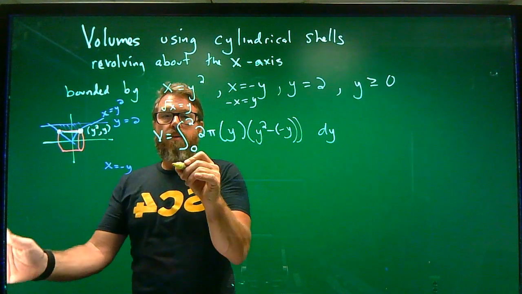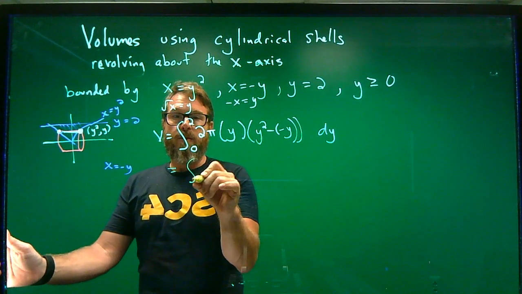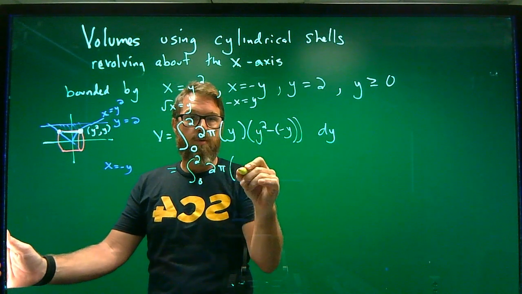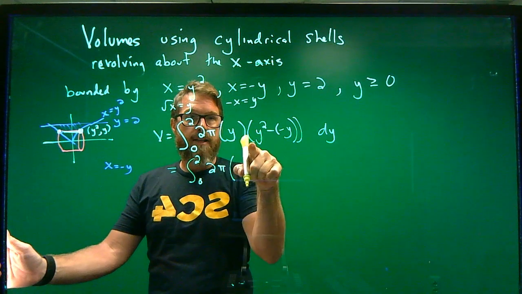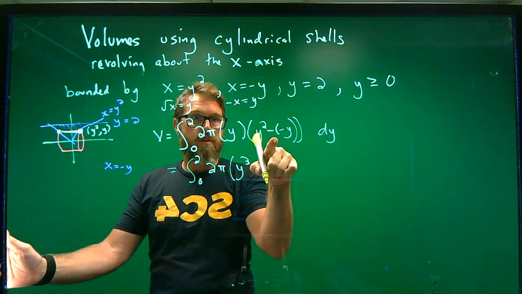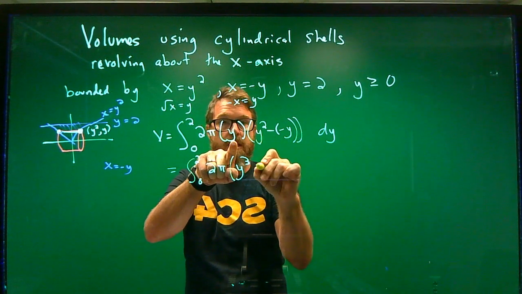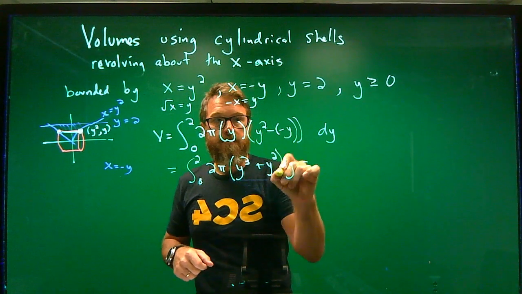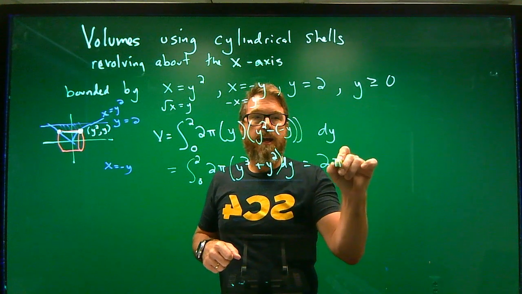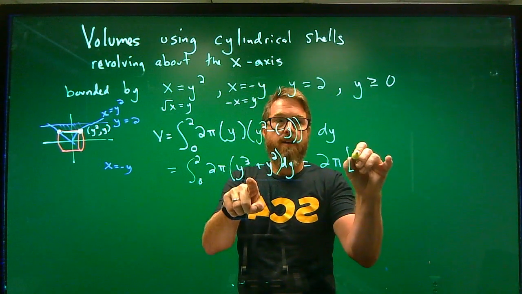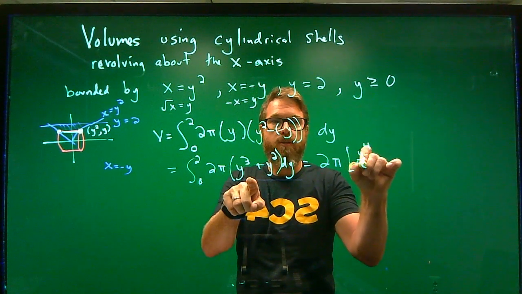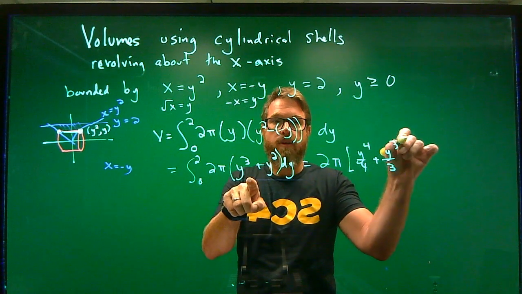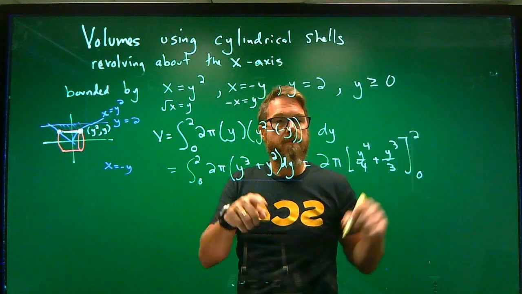All right, so when we integrate this thing, first we simplify, and then we integrate. So 2 pi, this is the same thing as y squared plus y. So y times y squared is y cubed, and y times plus y is plus y squared dy. So 2 pi, the antiderivative of y cubed is y to the 4th over 4, plus y cubed over 3, and we're going to evaluate this from 0 to 2.